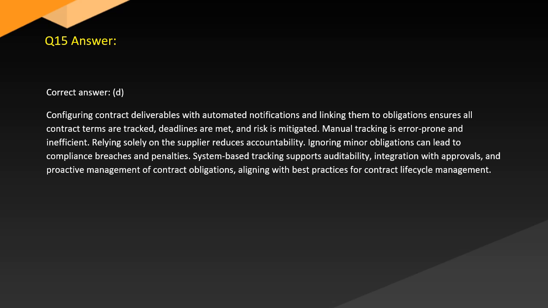Answer. Correct answer: D. Configuring contract deliverables with automated notifications and linking them to obligations ensures all contract terms are tracked, deadlines are met, and risk is mitigated. Manual tracking is error-prone and inefficient. Relying solely on the supplier reduces accountability. Ignoring minor obligations can lead to compliance breaches and penalties. System-based tracking supports auditability, integration with approvals, and proactive management of contract obligations, aligning with best practices for contract lifecycle management.